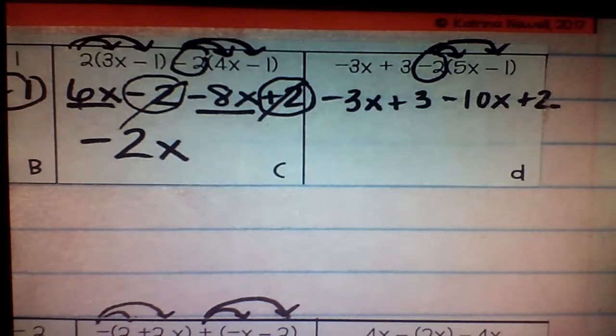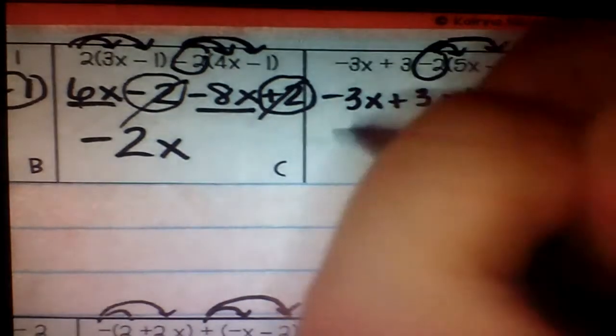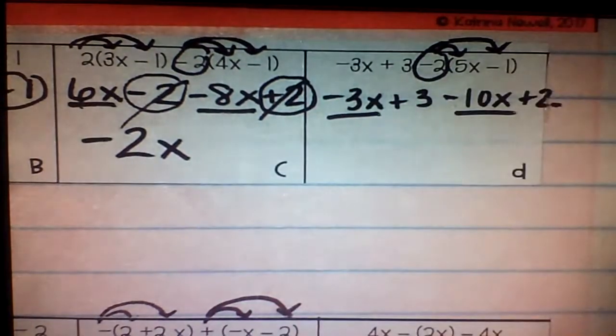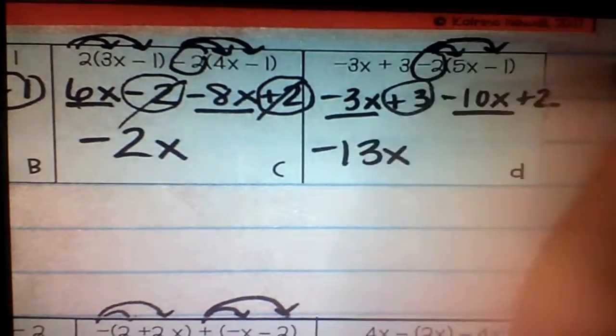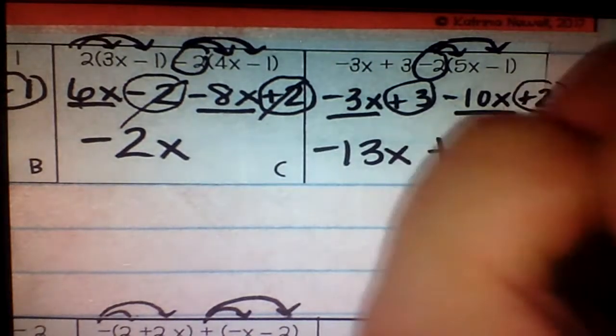Go ahead, Amor. What goes together? Okay, Amor says I have to put negative 3x and negative 10x together, and that gives me what, Amor? Negative 13x. And then 3 and 2 give me what? Plus 5.